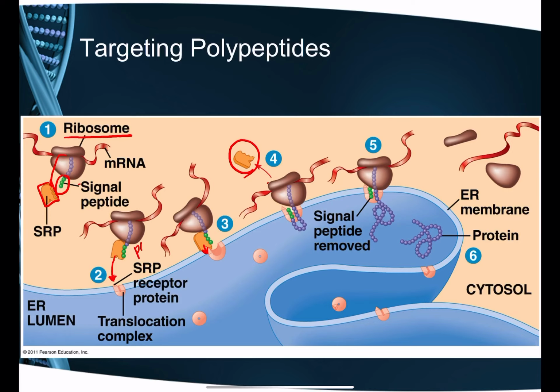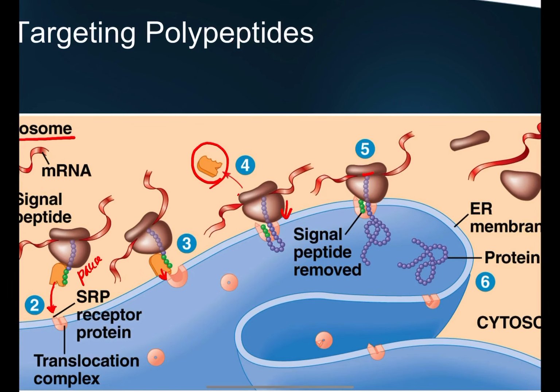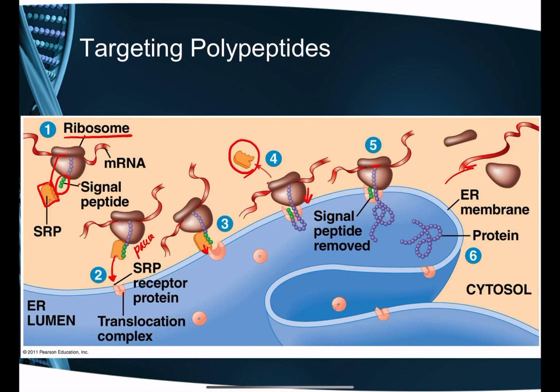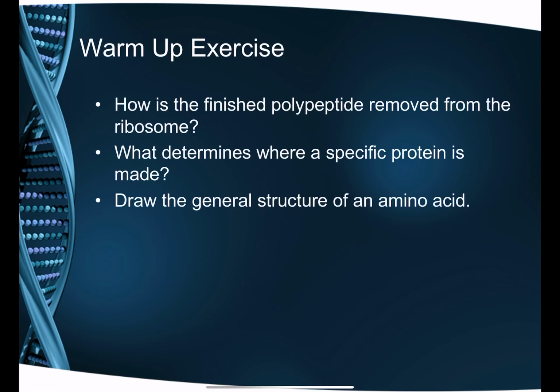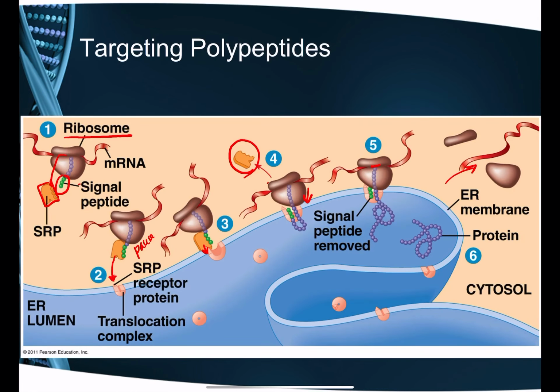So right here, we push pause. We pause the making of the polypeptide. But then once the SRP has left and it gets bound to the rough ER, then the polypeptide continues to be made. And it's going to be made until we reach that stop codon and it gets cut off from the ribosome and the ribosome disassembles. So then that polypeptide, when it's finished, is going to be released or cut off here inside the ER.